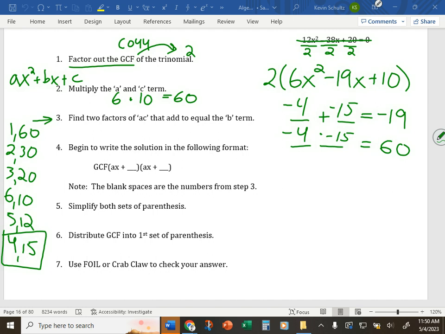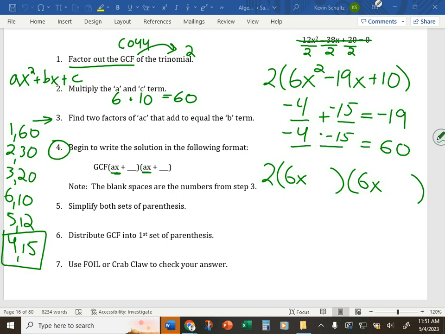Now, step 4, again, because that A term is there, that original 12, now a 6, things are a little bit more complicated than the PO51. To set up our solutions, we're still looking for 2 sets of parentheses. We bring down our GCF of 2 that we had when we factored it out. But instead of just putting an x into both sets of parentheses, we're going to put in ax, meaning we're going to go back to that 6x squared, and we're going to put 6x, not the squared part, just the 6x, into both sets of parentheses.